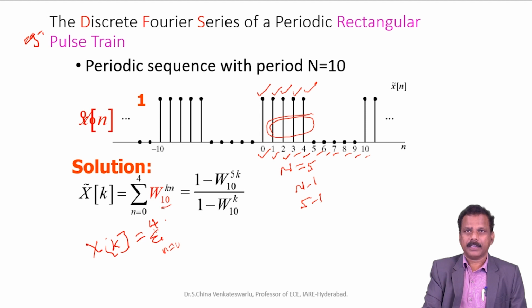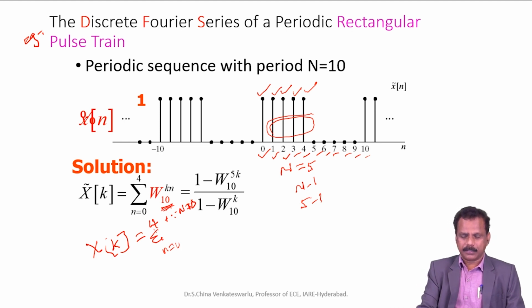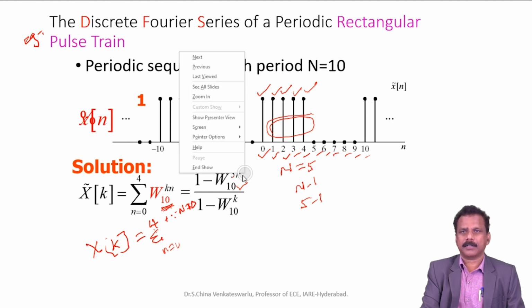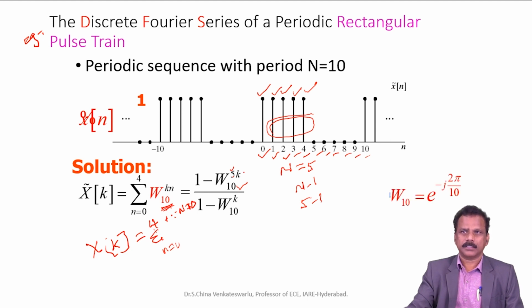Okay, the twiddle factor N is 10. As per this, the discrete Fourier series of the periodic rectangle pulse train is a periodic sequence with period N equal to 10, since capital N is equal to 10. Here it is also equal to 1 minus W_10 because of that k minus 5, n value is 5 and k equal to k. Okay, with this, W_10 is equal to e power minus j 2 pi by 10.